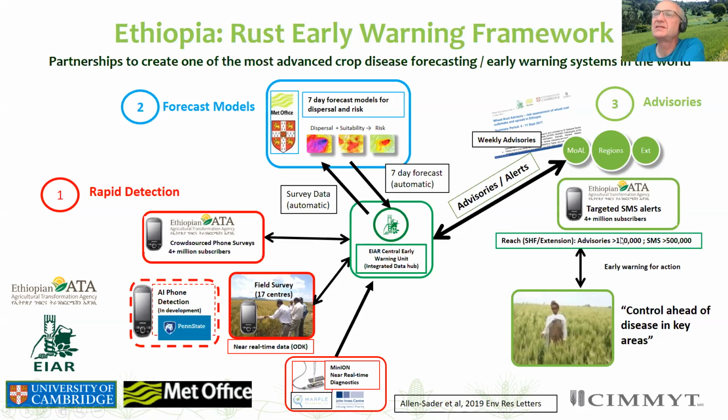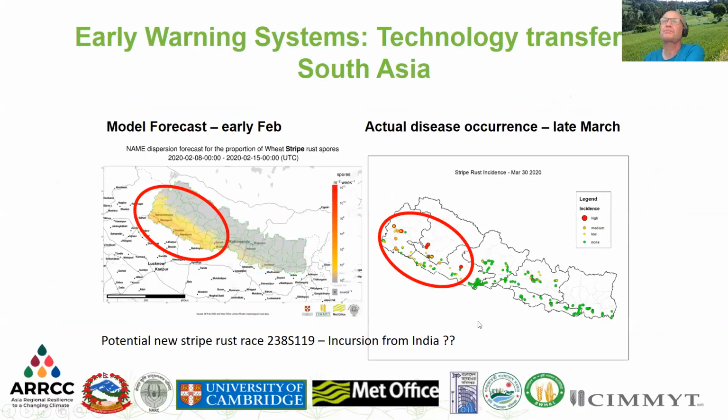And it's timely and it's actionable information. So the feedback that's coming is that there's the possibility to get control ahead of the disease in key areas, which is a major breakthrough. We're also now being able to transfer that technology across to South Asia. So we've got some initial work running in Nepal and Bangladesh. You see some promising initial outputs.